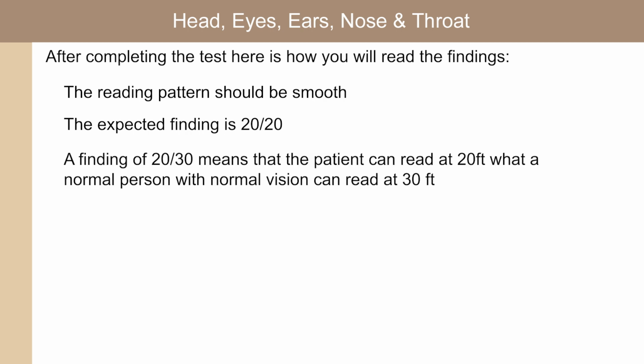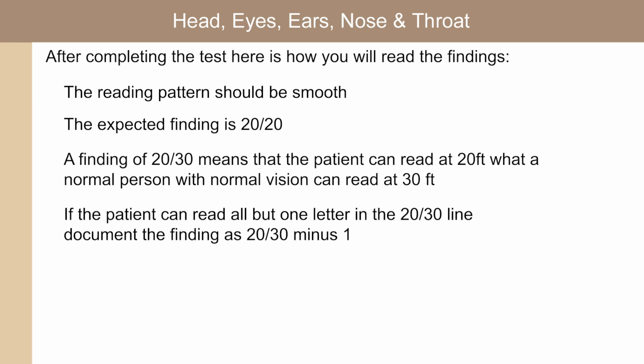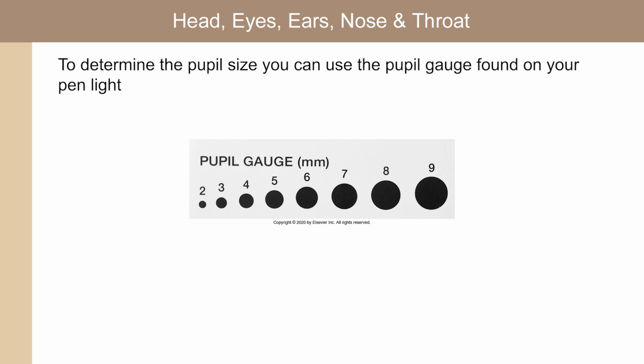A finding of 20/30 means that the patient can read at 20 feet what a person with normal vision can read at 30 feet. If the patient can read all but one letter in the 20/30 line, document the finding as 20/30 minus 1. To determine the pupil size, you can use the pupil gauge found on your pen light.